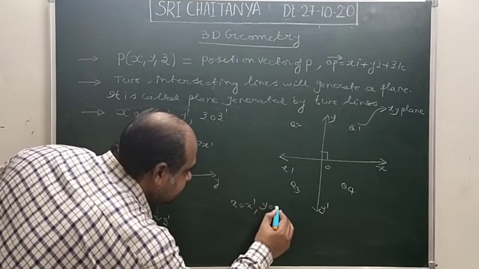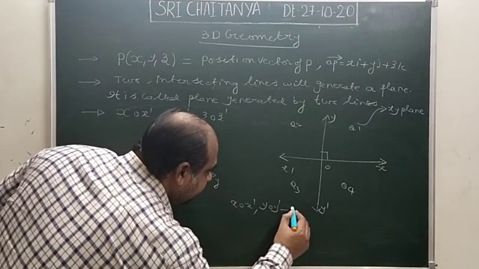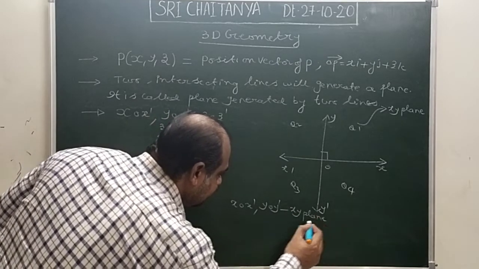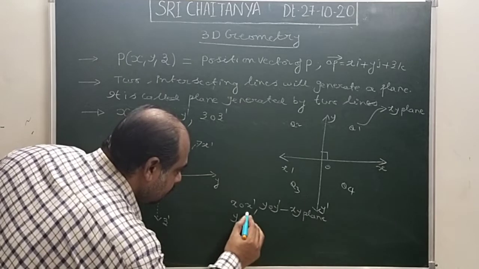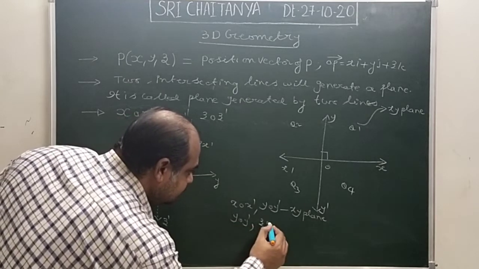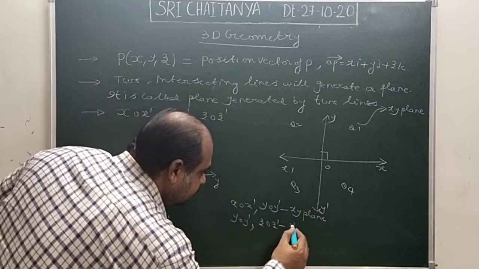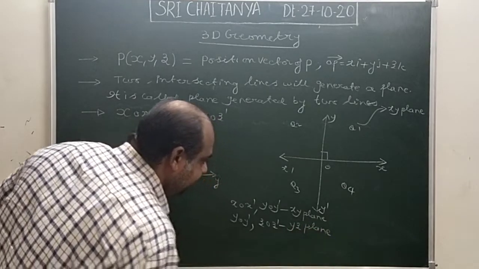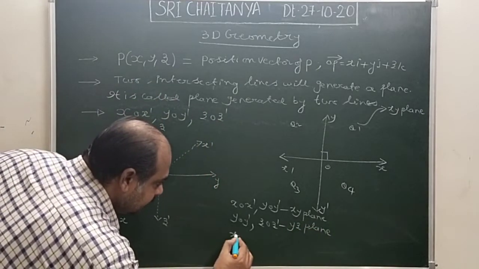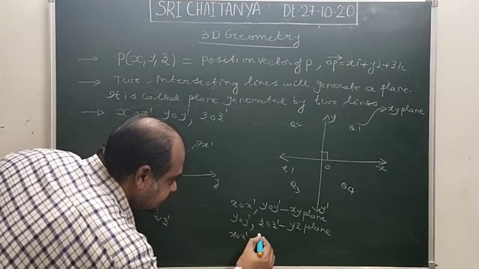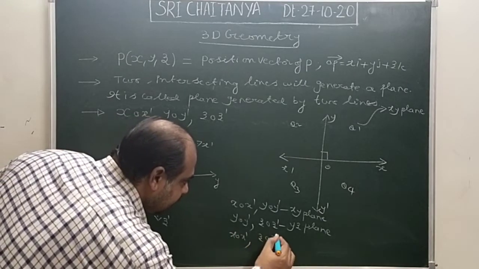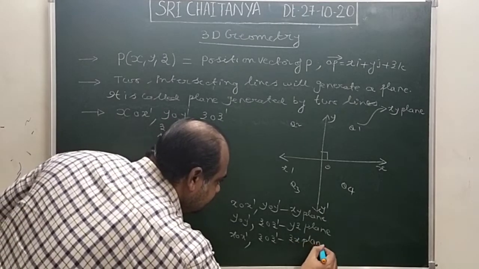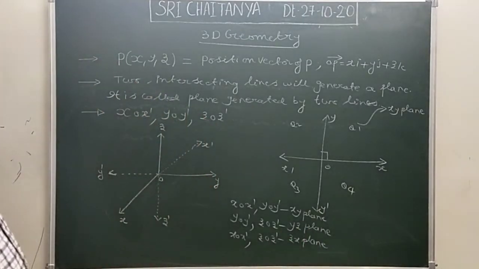XOX' and YOY': the XY plane will be generated. YOY', ZOZ': the YZ plane will be generated. Similarly, when the x-axis and z-axis intersect, the ZX plane will be generated.